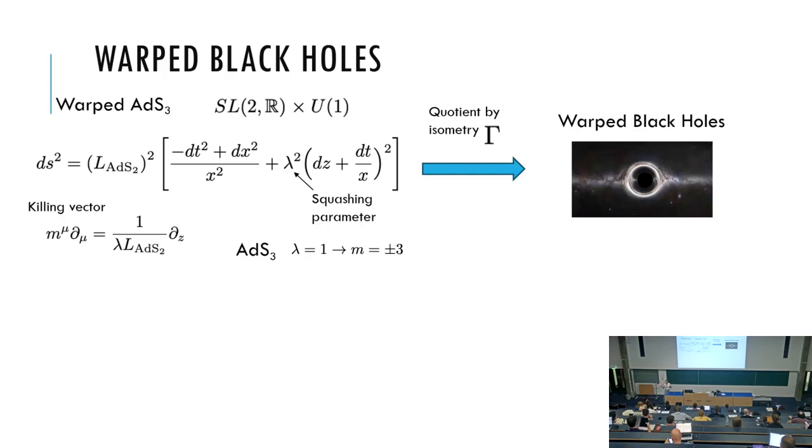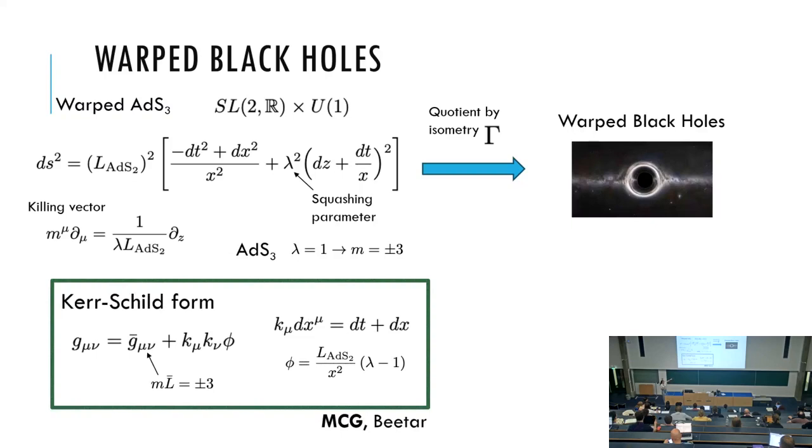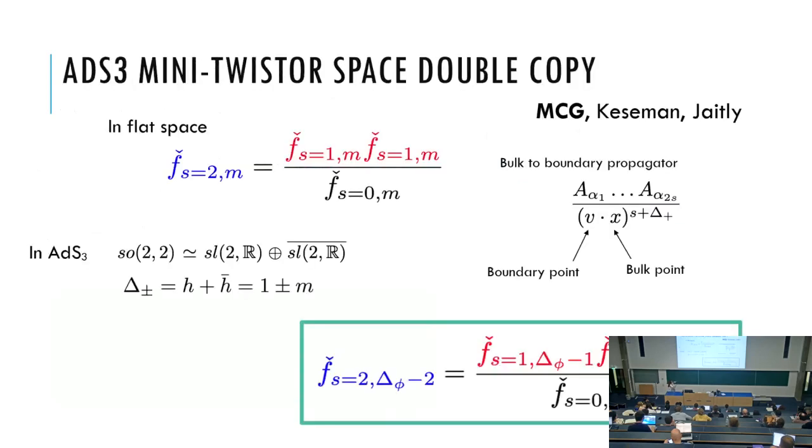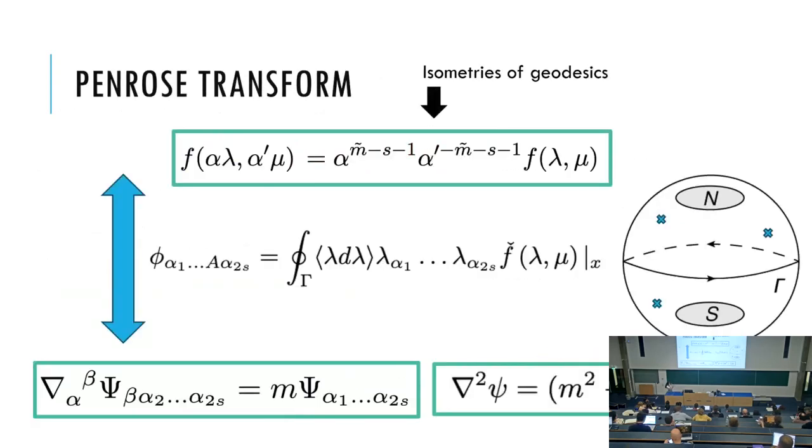And like you do with BTZ, if you do a quotient with a discrete set of isometries, you can get warped black holes. An important property for us is that it has this Kerr-Schild form, and so it can be thought of as perturbations around this metric that has now a mass equal to plus or minus 3 of the AdS length of this base metric, which doesn't have to be the AdS length of the full metric. Since we can think about it as perturbations around this AdS3, we can actually find it as solutions of these topologically massive equations that I was writing before, with this being the AdS3 base metric.